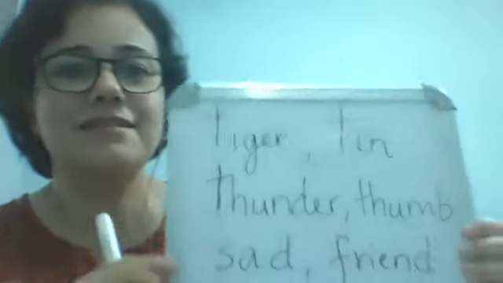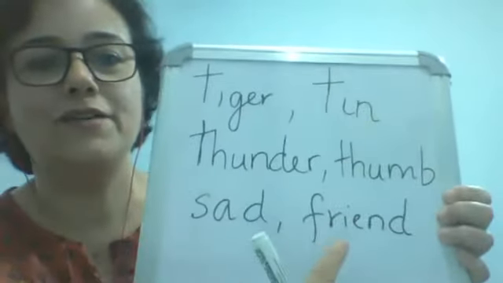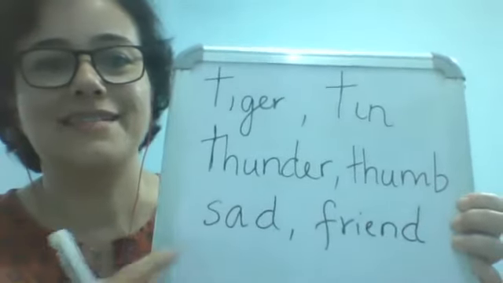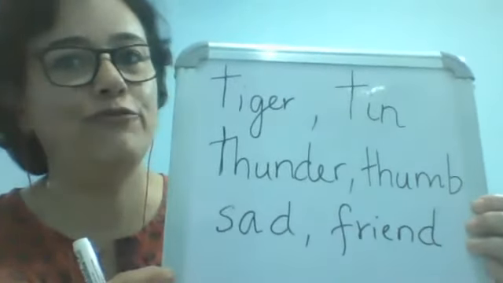Not much, just slightly. Now write two words that end with the letter D. Write two words that end with D. Start. These are my words. Sad and friend. Now I'm going to make it a little bit harder.